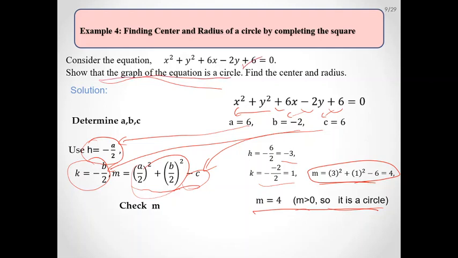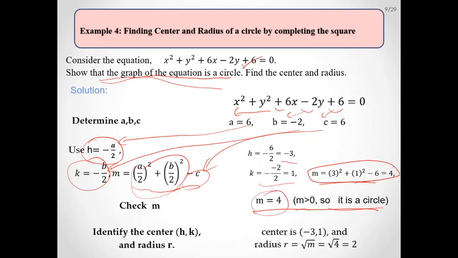So now we can find the radius. The radius is square root of m. So the radius is square root of m, which is 2. And the center is (h, k). H is this and k is this. The center is this and the radius is this one.